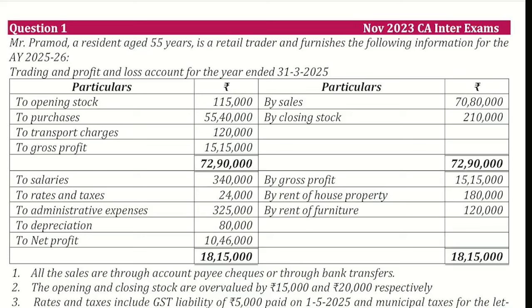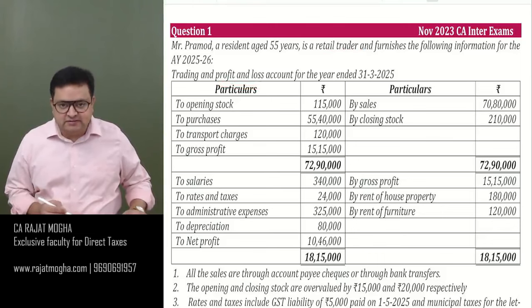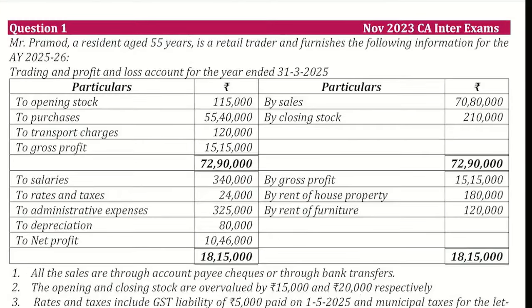Mr. Pramod is a resident, age 55 years, is a retail trader and furnishes the following information for the assessment year 25-26, and the trading and profit and loss account for the year ended 31st March 25 is given as under. So we have been provided, he is a retail trader, he is not a manufacturer. We have been provided a trading and profit and loss account. So it means that he has a PGBP income. Let us see what is there in the trading and profit and loss account.